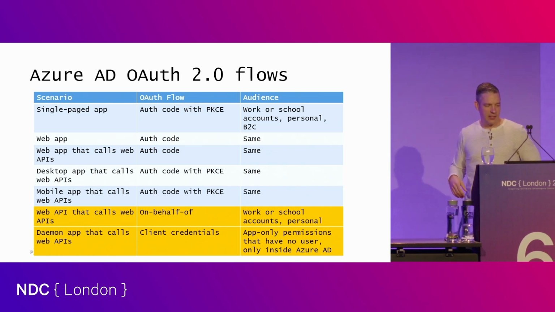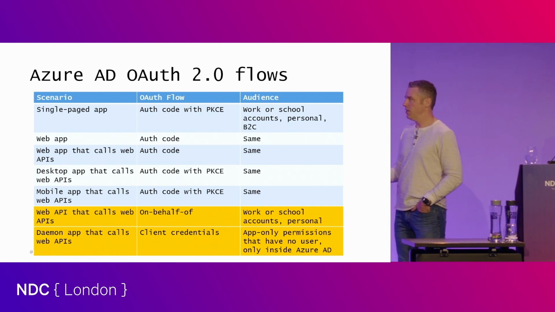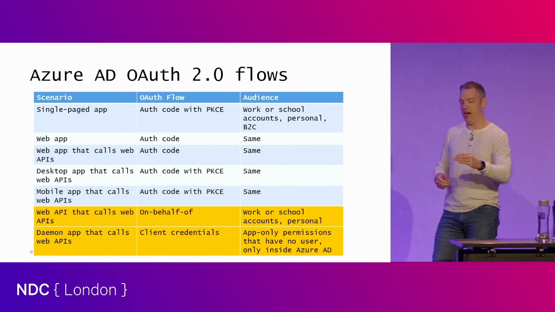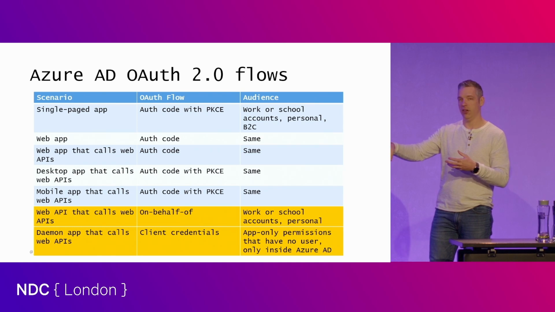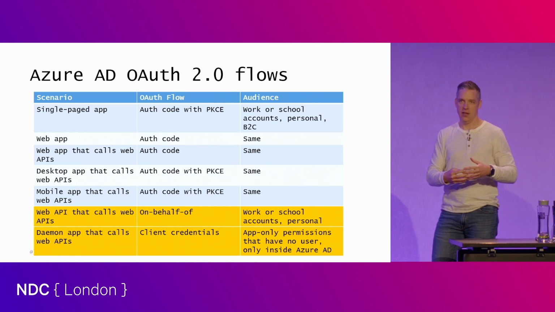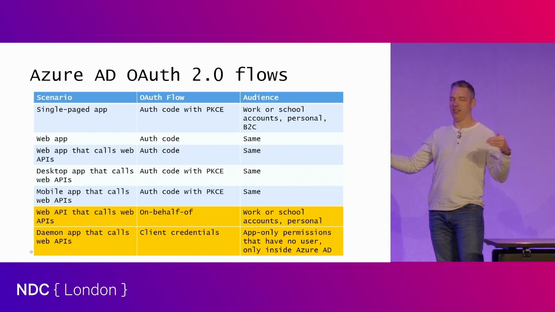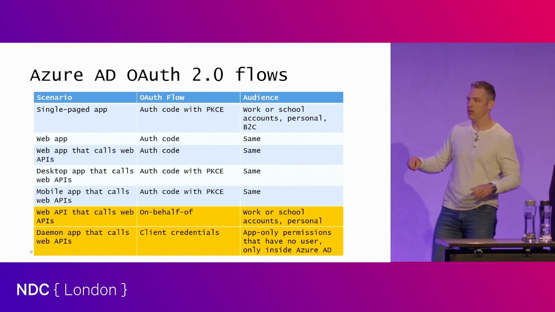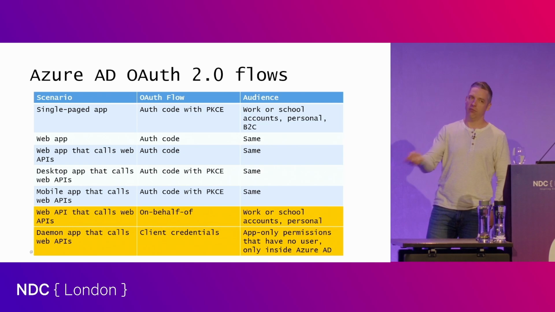Now, looking at the web API that calls web APIs, we could use what's known as the on-behalf-of flow. The idea here is that when I call a first API, that API is going to call out to my OAuth provider, my OAuth server, to acquire a machine token on behalf of this user token. That way, when I get to my backend APIs, they're not passing through the user token, because I don't want to expose my backend APIs directly to the outside world. Instead, they're passing through this machine token that was acquired on behalf of the original token that was provided.